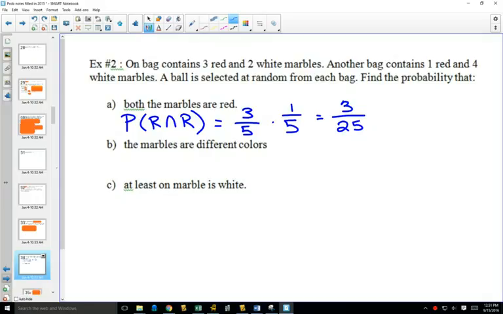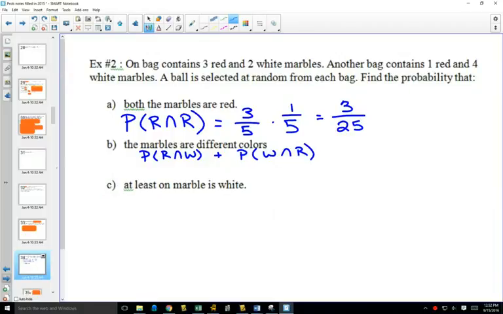Why are there cases here? Because I could get a red in bag 1 and a white in bag 2, or they'd be different colors if I got a white in bag 1 and a red in bag 2. So if we look at both of those, the probability of red and white, then we would have to add the probability of white and then red.